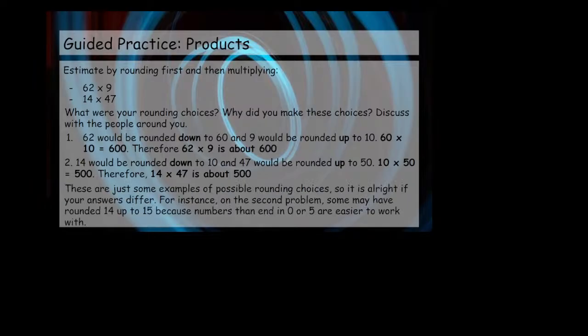These are just some examples of possible rounding choices. It is all right if your answers differ a little bit. For instance, on the second problem, some may have rounded 14 up to 15 because numbers that end in 0 or 5 are easier to work with. So you may have rounded it down to 10 or up to 15. 10 might be easier because it ends in 0, but 15 is also relatively easy to work with because it ends in 5. So your answers might differ there, but it should be generally close to 500 for the second one and 600 for the first one.